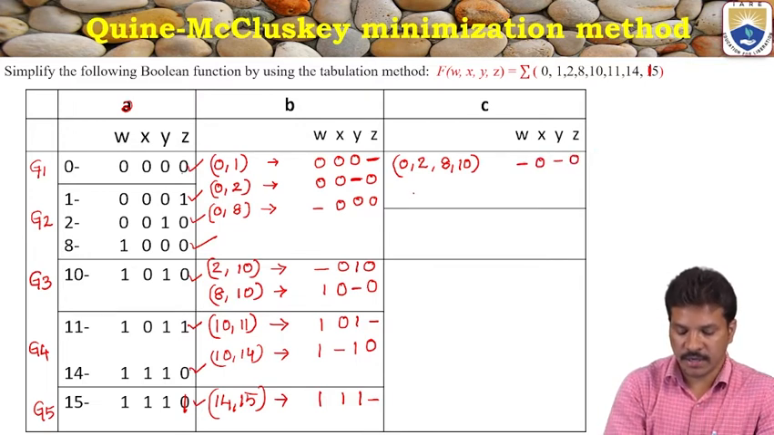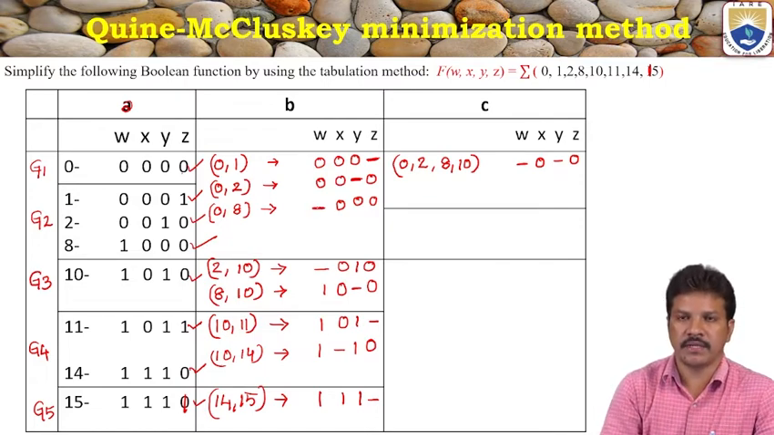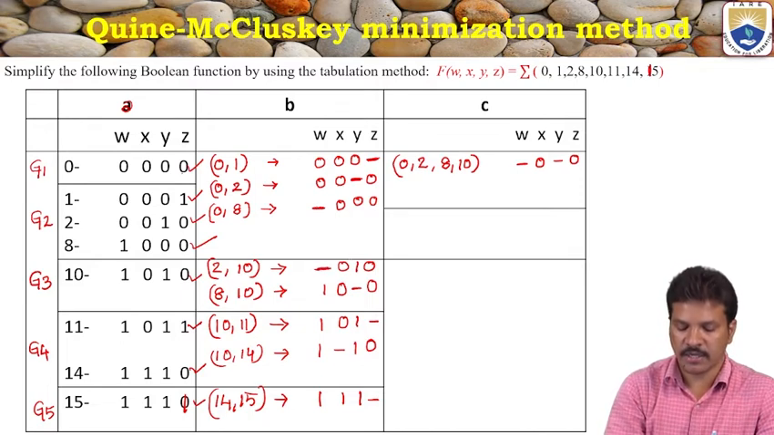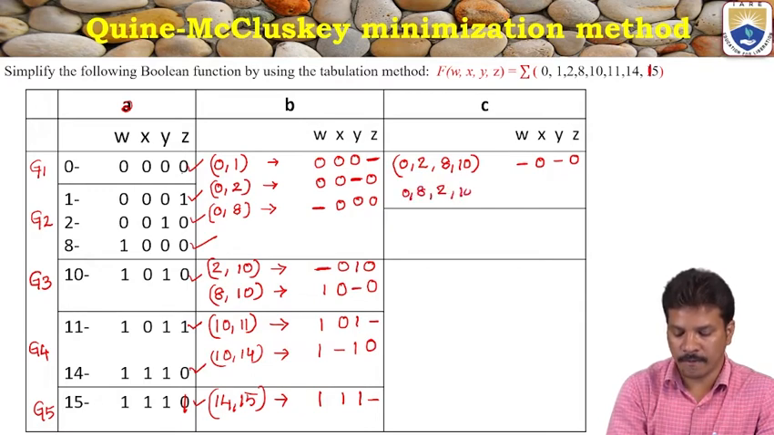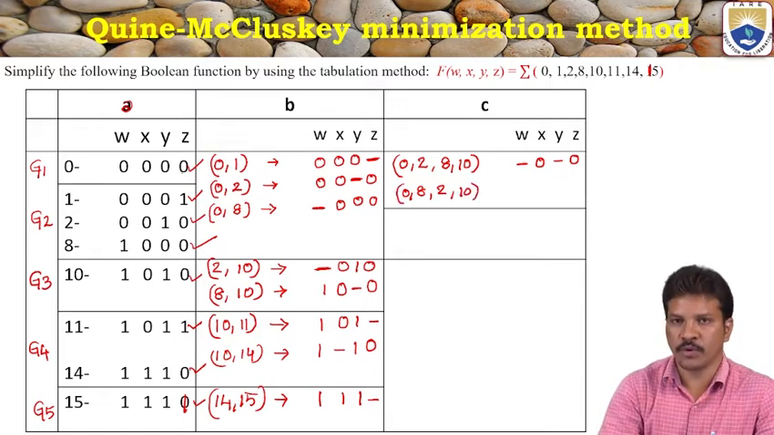Next, 0, 8 having the first bit as a hyphen. Is there any first-bit hyphen in the second group? Yes, it is. Here it is. So 0, 8 to 10. This will make these numbers one group.